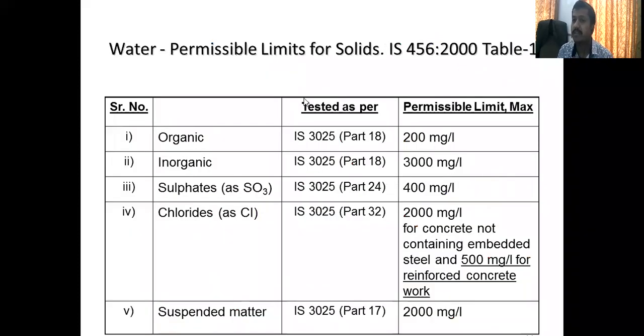Then the permissible limits of water as per IS 456. There is another IS code, that is IS 3025, which will also give the permissible limits for the water which we are using in our concrete.